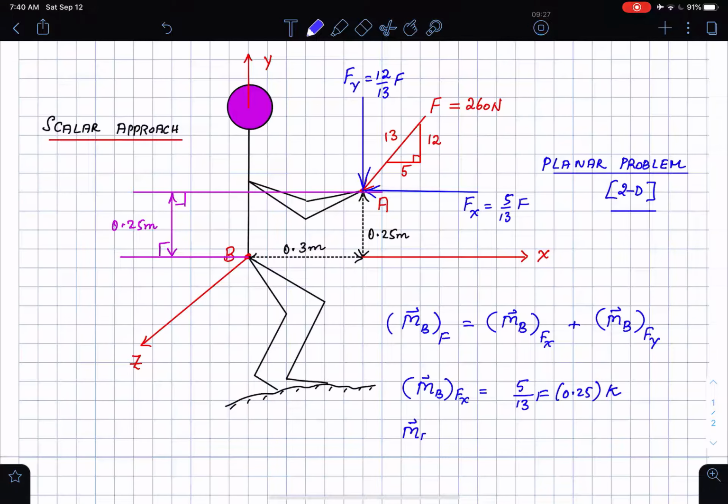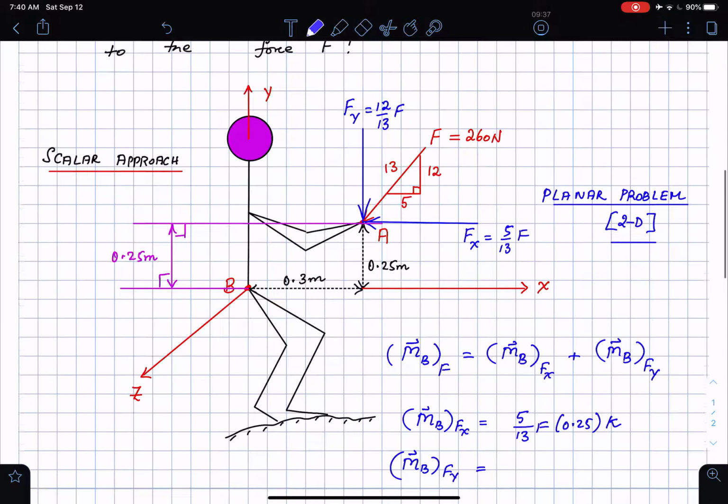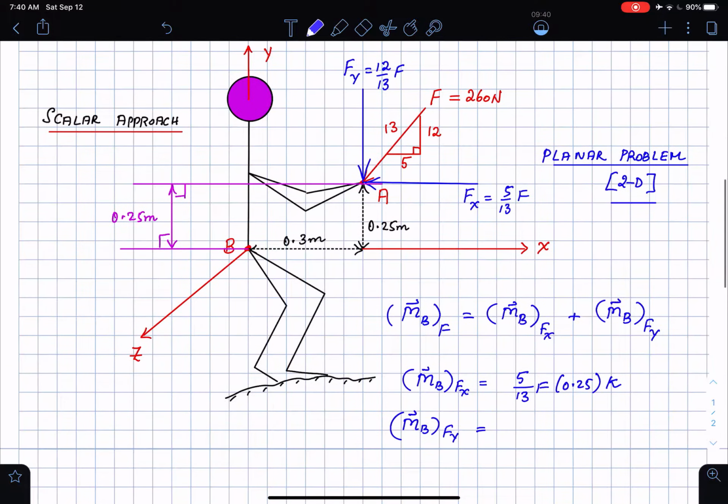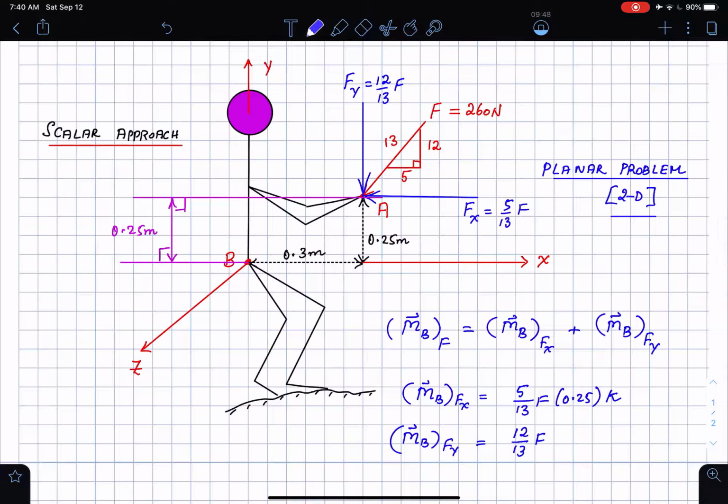Then the moment about B due to Fy. This is the moment of the y component of that force. How are we going to do that? Look at this. I know the force, which is 12 by 13 times F. What is the perpendicular distance? From the point B, I draw a line parallel to the force Fy, which is already drawn in this black line here. So all I have to do is just complete this and then look at this distance here, which is 0.3 meters. And so this is a distance of 0.3 meters.